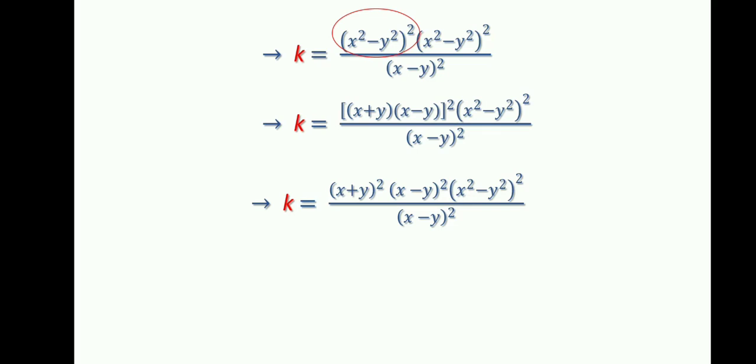Then you'll observe x minus y whole square and x minus y whole square can get cancelled. Whatever is left would be your answer. We cannot further simplify these terms.